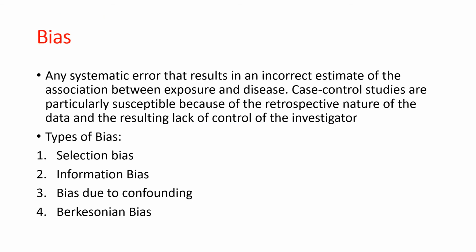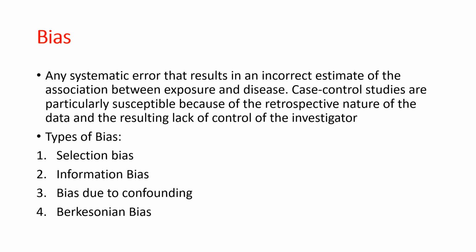Now let us talk about the one that we started discussing in the very beginning, during the epidemiologic methods, that is bias. It is one of the threats to the validity of an epidemiologic method. So what is it? Any systematic error that results in an incorrect estimate of the association between exposure and the disease. Case control studies are particularly susceptible because of the retrospective nature of the data and the resulting lack of control of the investigator over that data flow.